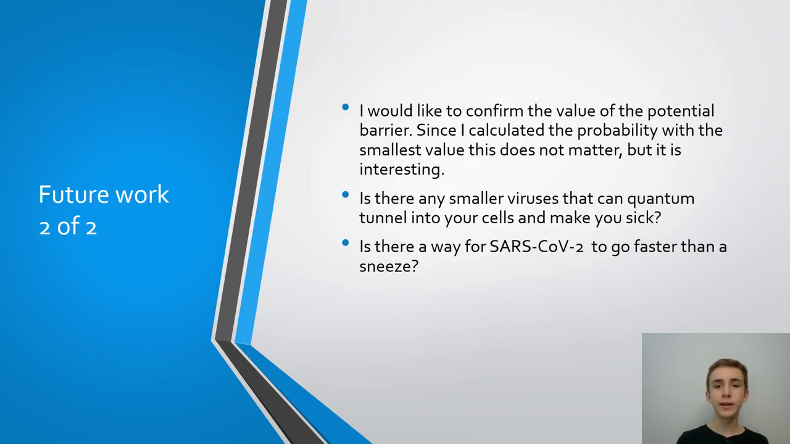I would also like to know if this equation of quantum tunneling can be applied to other viruses. Future work, slide 2. I would like to confirm the value of the potential barrier. Because I calculated the probability with the smallest value, this does not matter, but I still find it interesting. Another thing I would like to know is if there are any smaller viruses that can quantum tunnel into your cells and make you sick. Another thing I would like to know is there a way for SARS-CoV-2 to go faster than a sneeze?